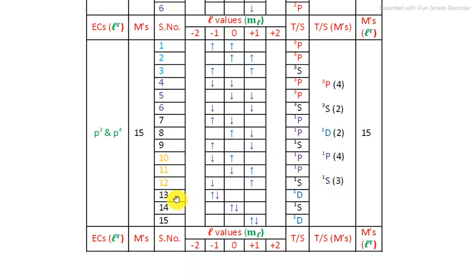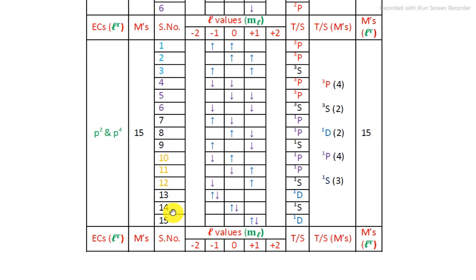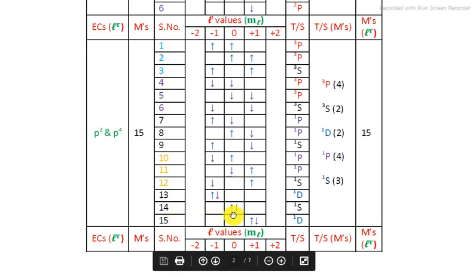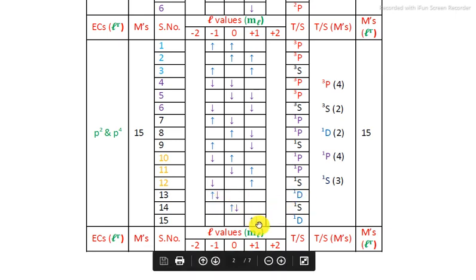Let us see for the 13 to 15 microstates. Let us see the 14th microstate. Here the capital L value is 0, number of unpaired electrons 0, total spin multiplicity 1, L value 0 capital, term is S. Here the L value is 1 for this electron, 1 for this electron. Total 2, that is D term. Here also D term.